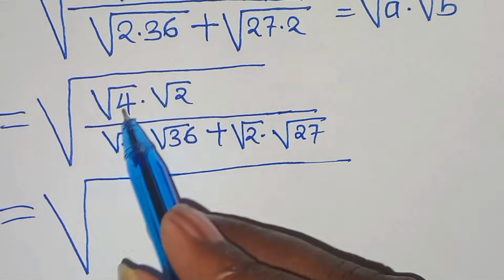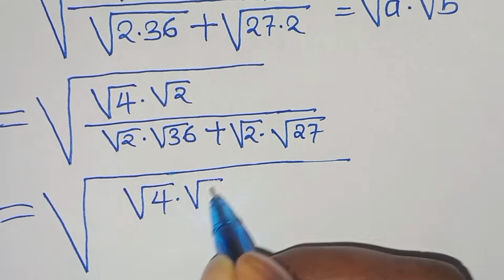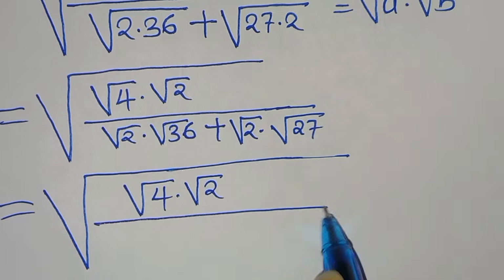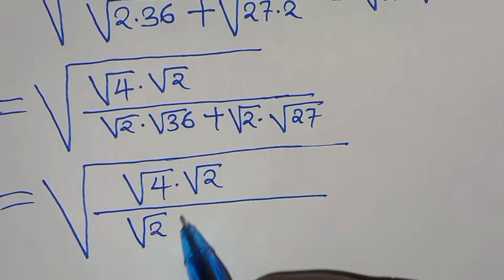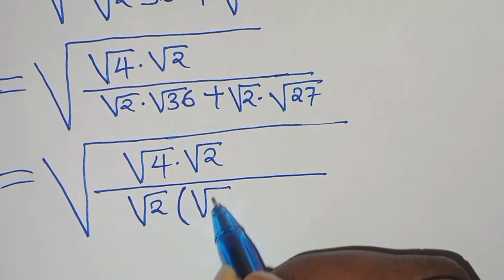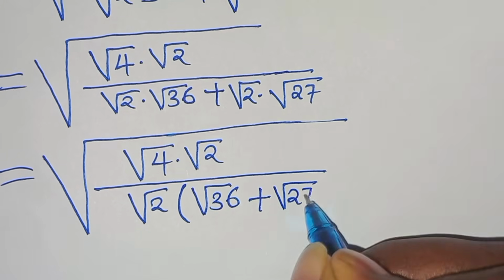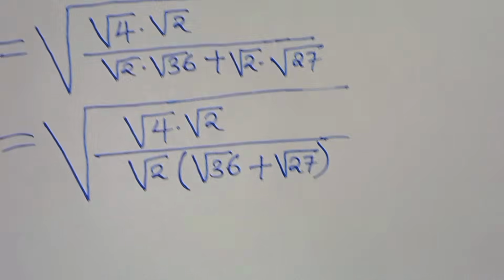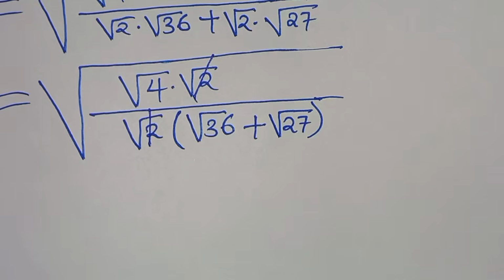Now, in the numerator, we have square root of 4 multiplied by square root of 2 divided by, square root of 2 is common here, so we can factor out square root of 2, so that in the parentheses, we have square root of 36 plus square root of 27. Now this means we can simplify square root of 2 and square root of 2 here.